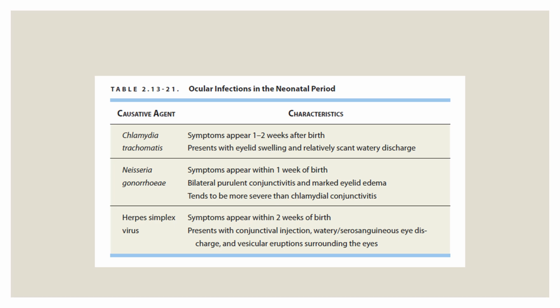Okay, ocular infections in the neonatal period. Chlamydia trachomatis in the 1 to 2 weeks, mainly with the oral erythromycin you have to treat. Neisseria gonorrhea in the first 1 week. Okay, it is more severe than the chlamydial conjunctivitis. Herpes virus also can cause conjunctivitis within the first 2 weeks of birth. There is watery serosanguinous eye discharge with vesicular eruptions. You can treat with acyclovir.